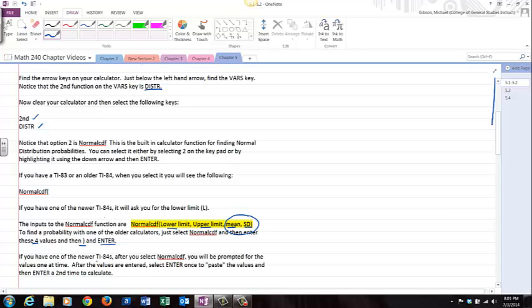If you have one of the newer TI-84s, after you select normal CDF, you will be prompted for the values one at a time. After the values are entered, select enter once to paste the values. The calculator says paste. What it means is it's going to take the values and put them into the normal CDF function, and then hit enter a second time to actually do the calculation.